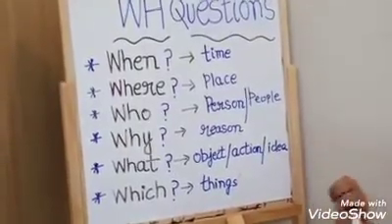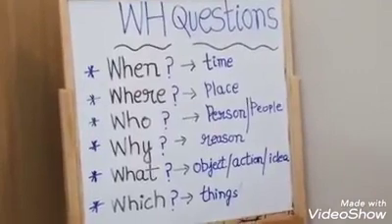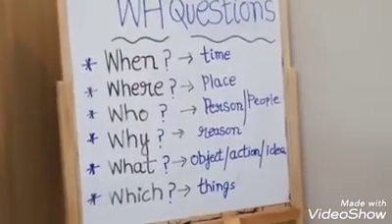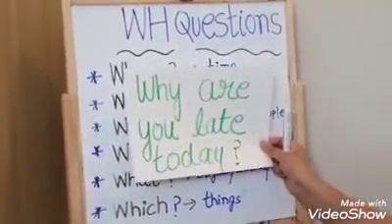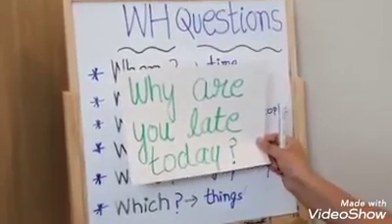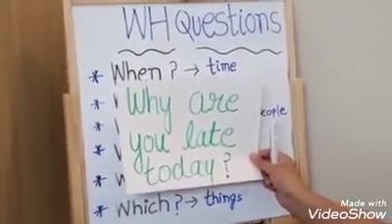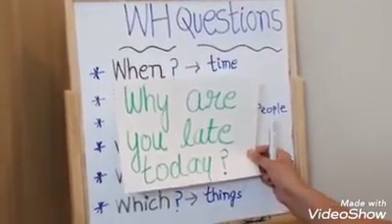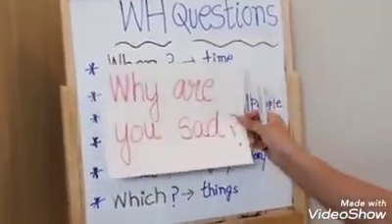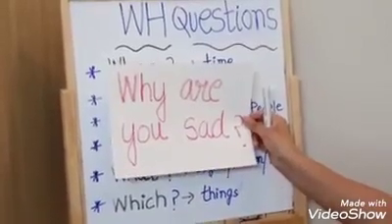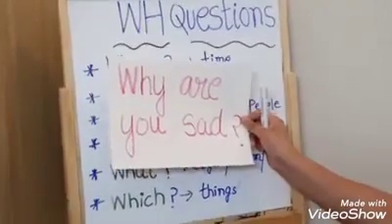So our next WH question is why. A lot of times we need to know the reason as to why something happened. Like, why are you late today? So when you ask a question using why, you need to tell the reason. Maybe you can say, I missed my bus or I got up late. You may also ask someone, why are you sad? If you see someone who is sad, you can use the word why and ask for a reason.